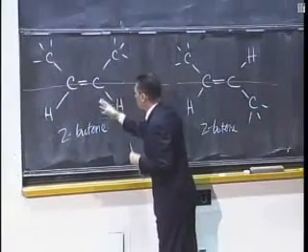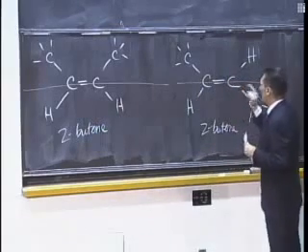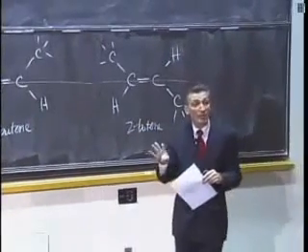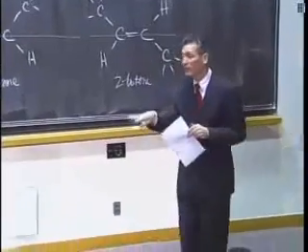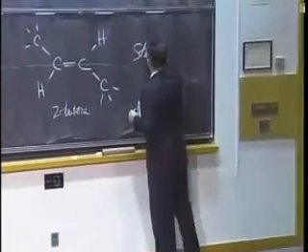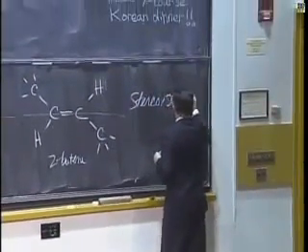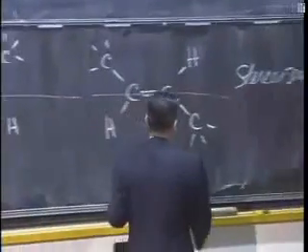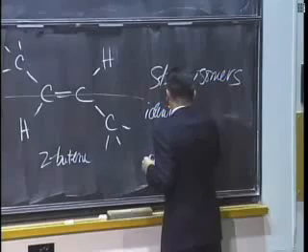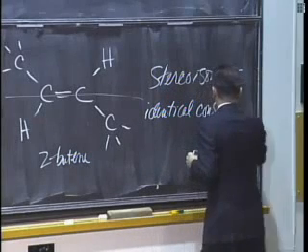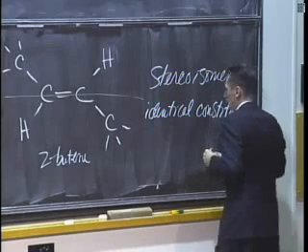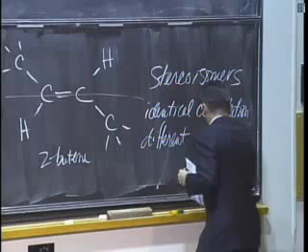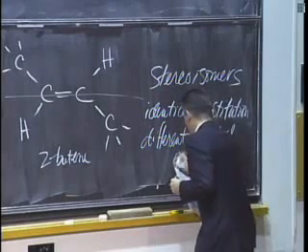They're not different by their constitution, but they are different by their spatial layout. And the term that we use to talk about isomers that are different in their spatial arrangement is stereoisomers. Stereoisomers. They are constitutionally identical, but structurally different. Identical constitution, different spatial arrangement.